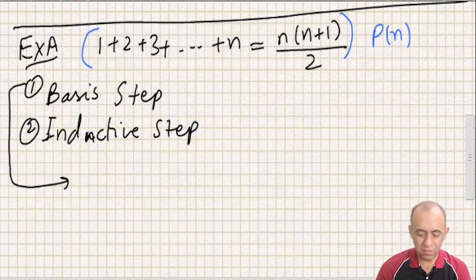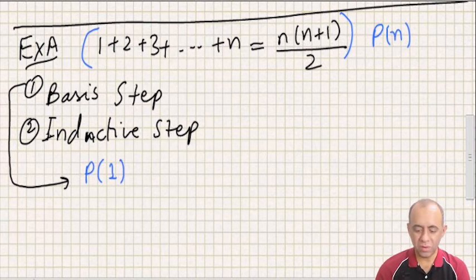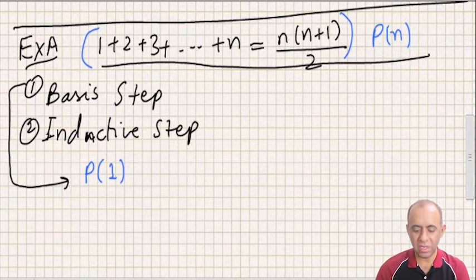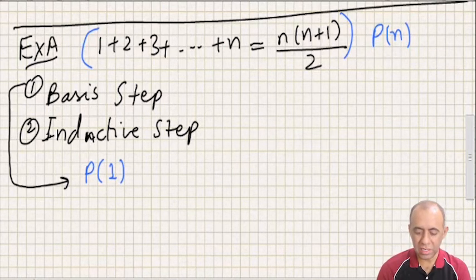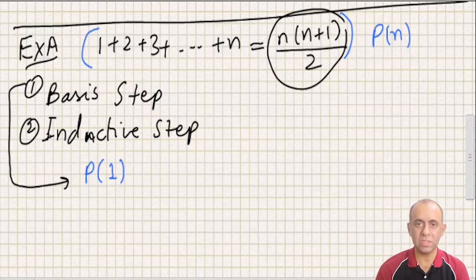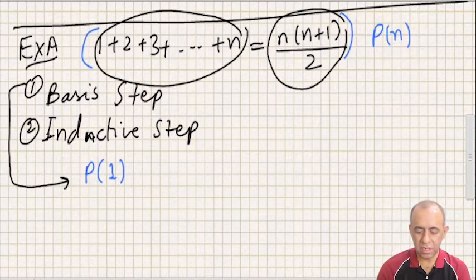What would be P of 1? P of 1 for all of this statement would be as if n was equal to 1. So for n equal to 1, the right hand side is easy, you simply substitute 1 in place of n. But what about this part, right?